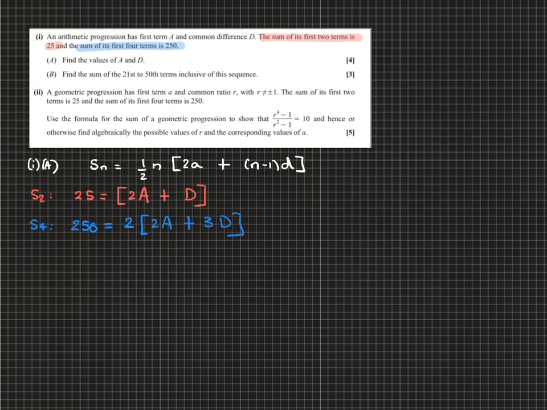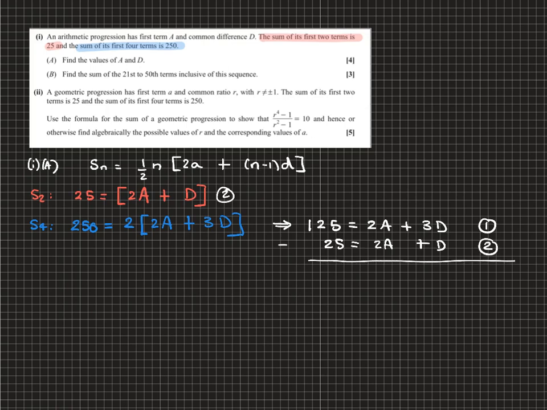I think what we'll do is we'll just simplify this second one a little bit. So divide by 2, so that gives me 125 equals 2a plus 3d. We'll call that equation 1. And then equation 2 we'll write underneath, 25 equals 2a plus d. And then we can carry out a simple subtraction.